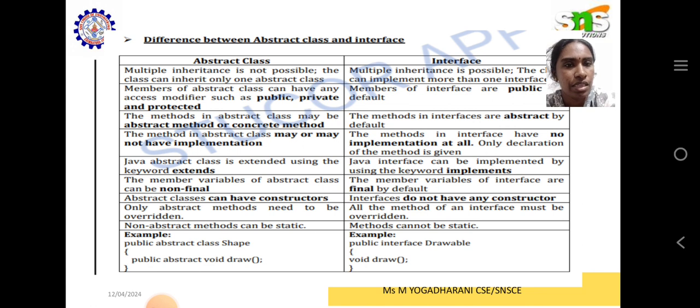Example for abstract class: public abstract class Shape, then public abstract void draw. Example for interface: public interface Drawable, within braces, void draw function.